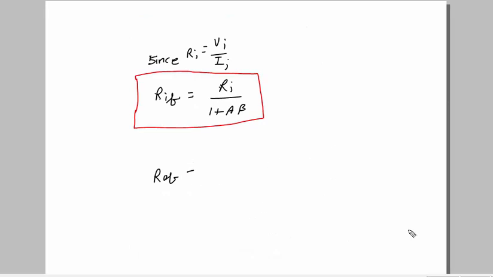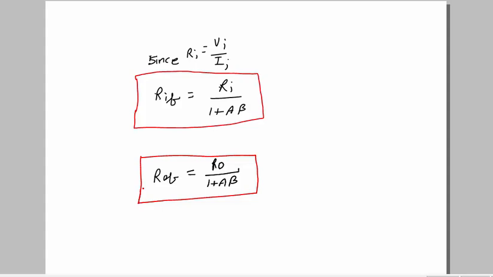ROF equals RO divided by 1 + Aβ, and this is also an important and desirable result. So the output resistance is also reduced by a factor equal to the amount of feedback. So for the shunt feedback amplifier, or the transresistance feedback amplifier, after applying negative feedback, both the input and output resistance decrease by a factor 1 + Aβ.